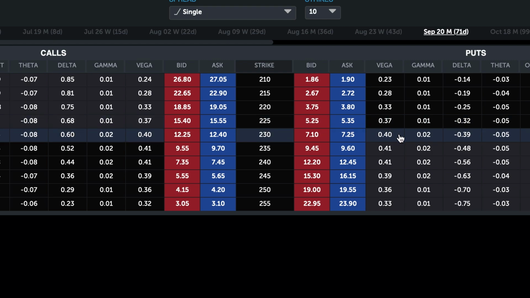And the same thing on the put side. So 0.40 is the delta. I'm sorry, that's the Vega.